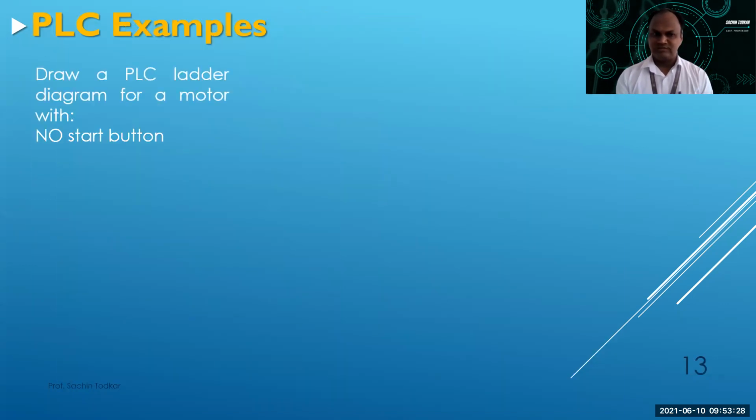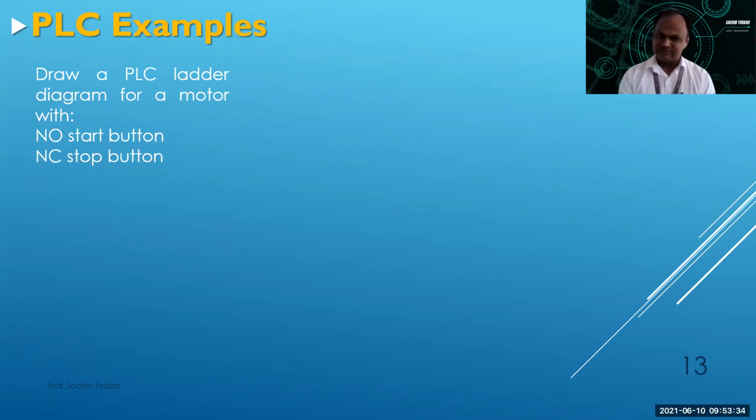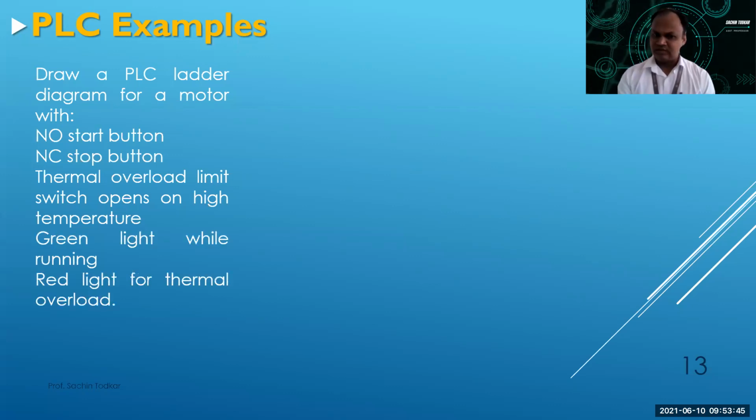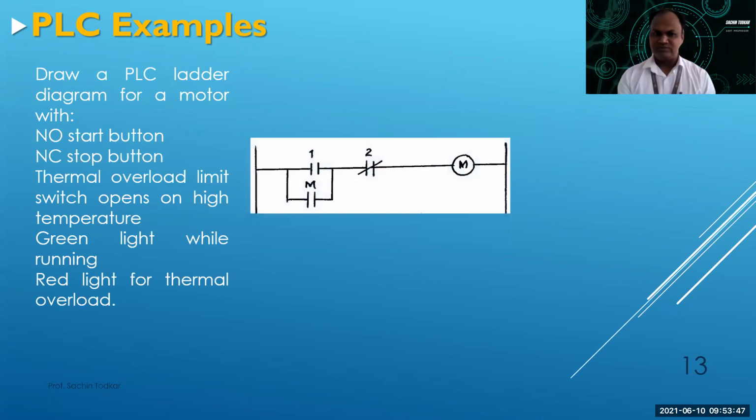Now we'll see some examples of PLC. Draw a PLC ladder diagram for motor with NO start button, NC stop button, thermal overload limit switch open on high temperature, green light while running, and red light for thermal overload. We'll see how we are going to construct it. So we are going to introduce here first button normally open, this second button as normally closed.